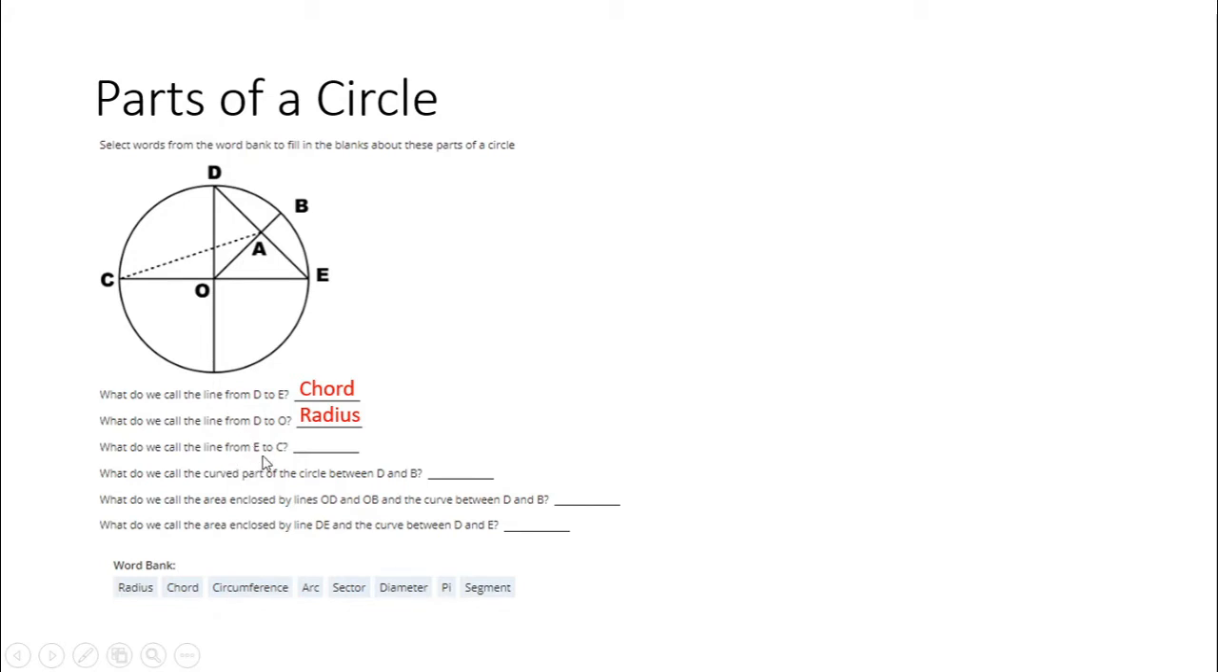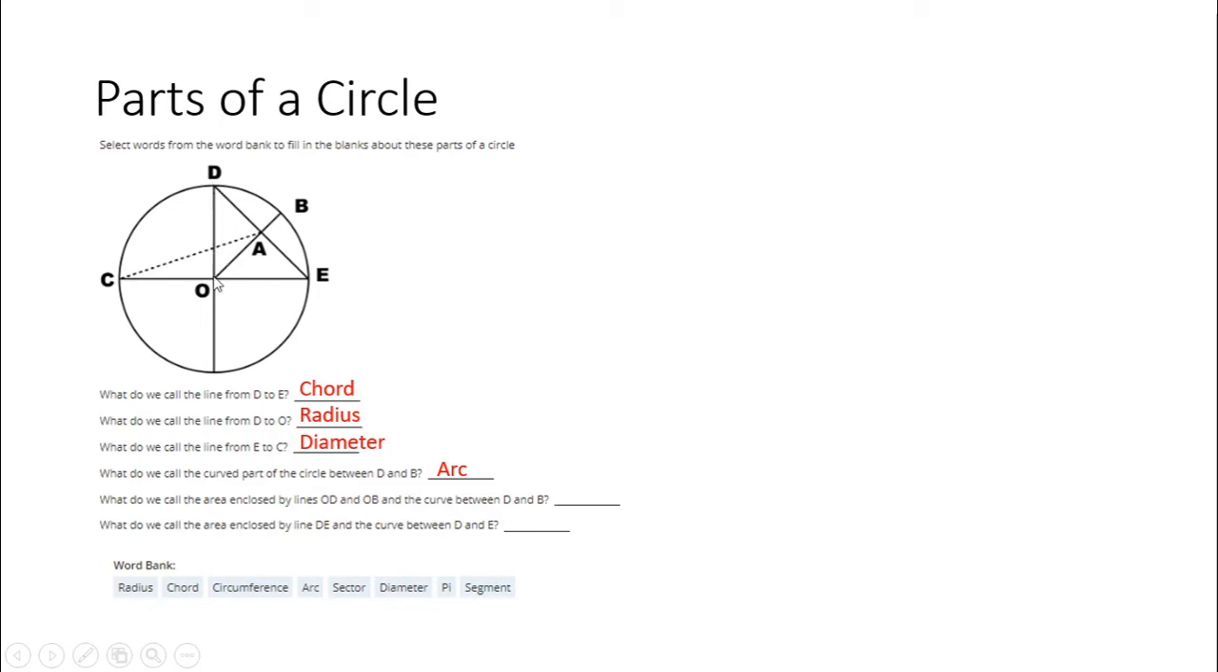What about the line from E to C? So EC or CE, it's a line that cuts through the circle, but more specifically, it's going through the center point of the circle. So that's called a diameter. What do we call the curved part of the circle between D and B? So from D to B here, or it could even be the long way around, from D all the way around to B there. This would be a minor arc, the smaller one, and this would be a major arc, the bigger one. But it's not the full circumference. So it's part of the circumference. It's called an arc.